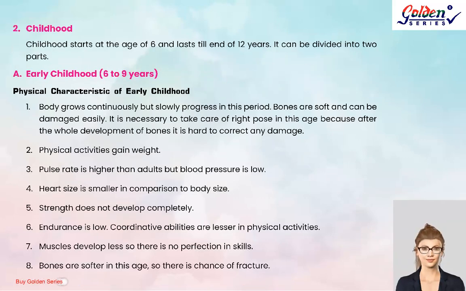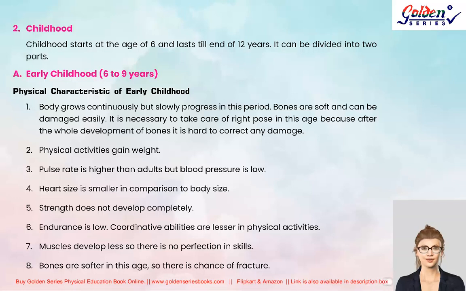2. Childhood. Childhood starts at the age of 6 and lasts till the end of 12 years. It can be divided into 2 parts. A. Early childhood, 6 to 9 years. Physical characteristics of early childhood. 1. The body grows continuously but progresses slowly in this period. Bones are soft and can be damaged easily.